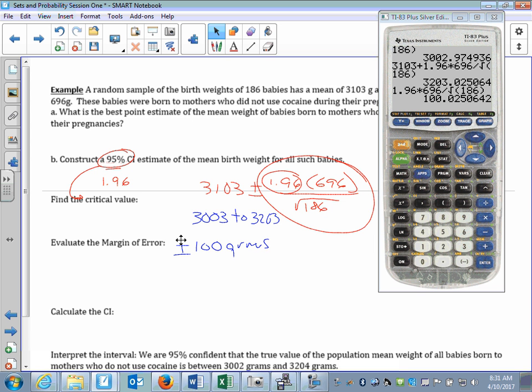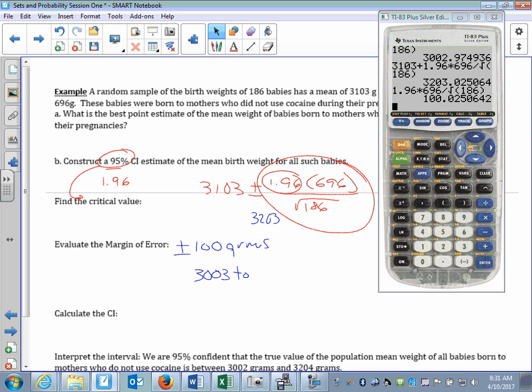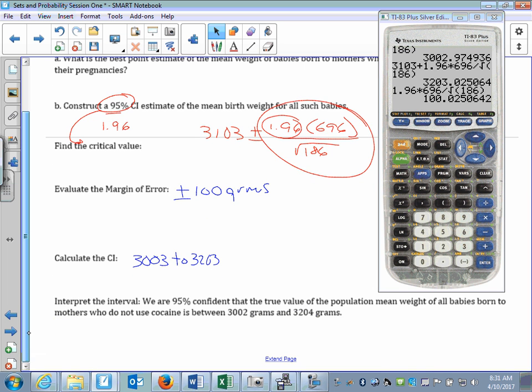And calculate the confidence interval. That's this part right there. Okay, now interpret the interval. We are 95% confident that the true value of the population mean weight of all babies born to mothers who do not use cocaine is between 3,002 and 3,204.